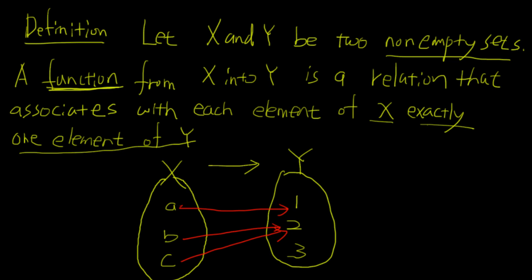Now, does this describe a function from x into y? Well, yes, because there's only one line coming from each element of x. Would it be a problem because both b and c go to the same 2? Well, that's not a problem because there is one line coming from each element of x.